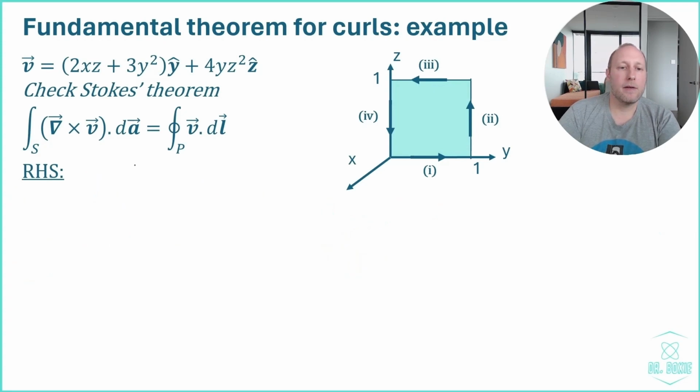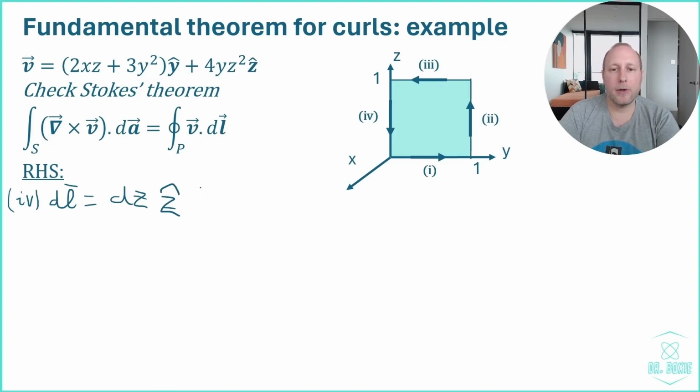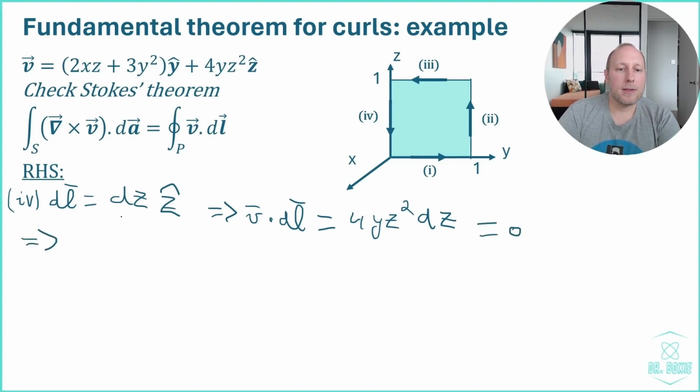And finally, for part 4, dl is in this case dz z hat, and once again I don't put a minus sign here, the boundaries will take care of that. V dot dl is equal to 4yz squared dz, which is 0 because y is 0 along this part. And so the line integral along part 4 is 0.